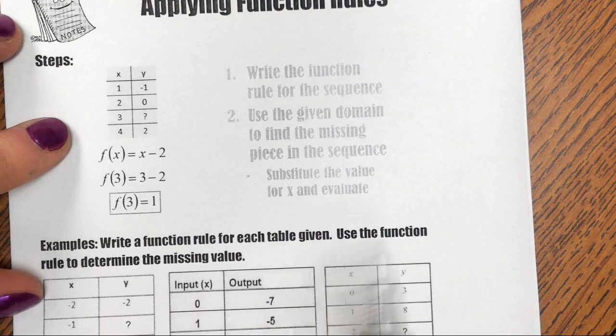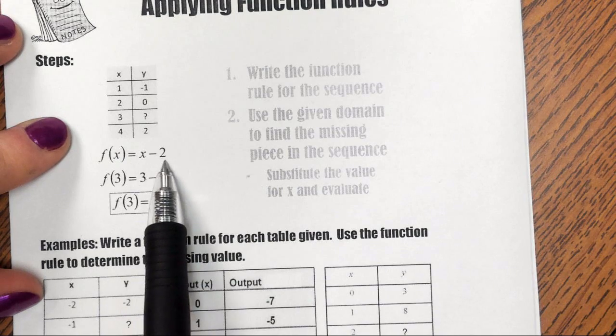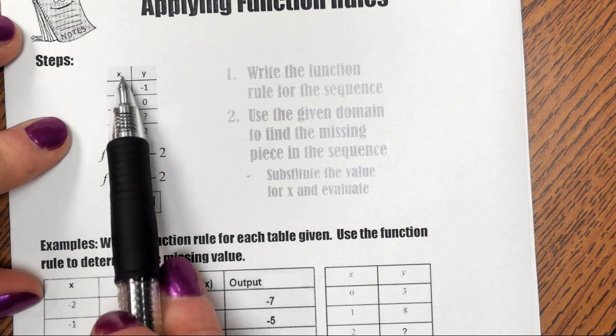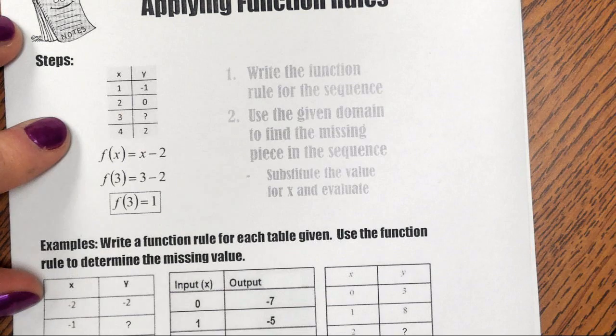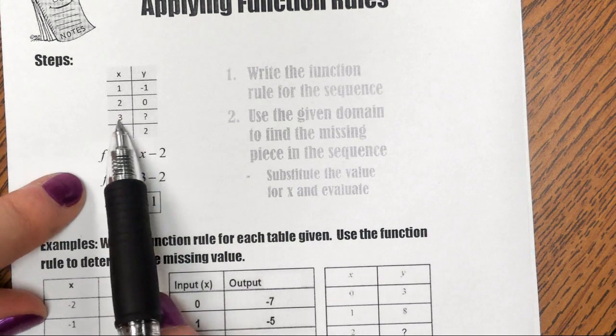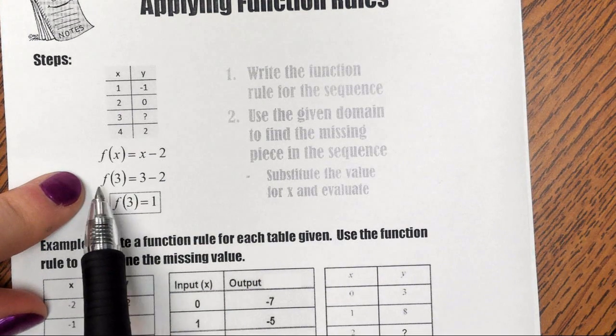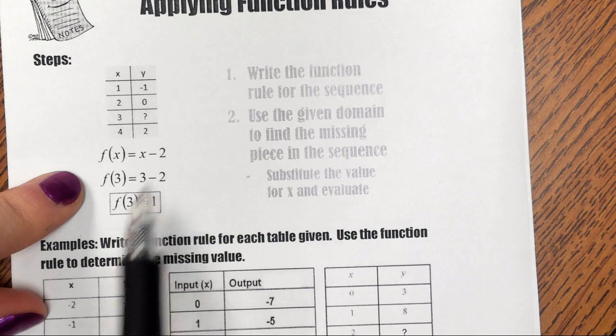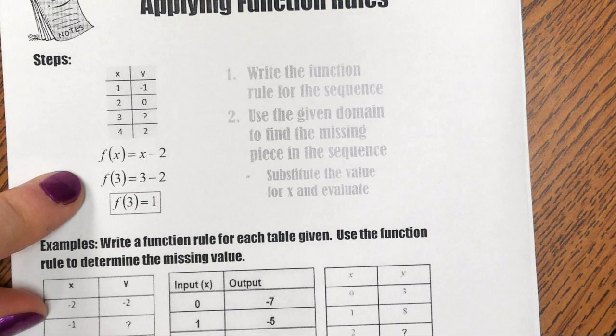So the function rule for this table is f of x equals x minus 2. From every x value, I would subtract 2, and that gives me the y values. In order to find f of 3, I plug in 3. So f of 3 is equal to 3 minus 2. So f of 3 is equal to 1.